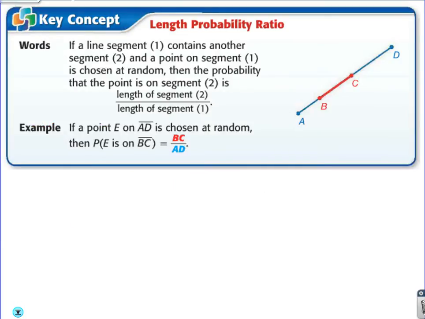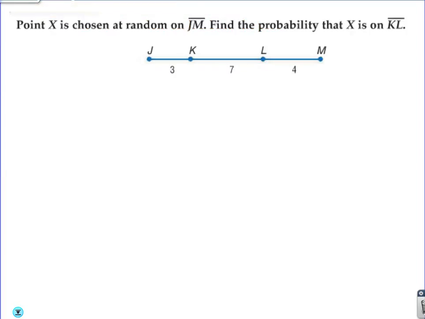Length probability. If a line segment contains another segment, such as here, A, B, C, D, and we want to know the probability of picking a point off of BC as opposed to picking something off of the entire line, to find that probability, you would find the length of segment BC out of the length of the whole line. Okay, really easy. And here's how you would write that. The probability, that's what the P stands for, that E is on BC would be the length of BC over the length of AD.